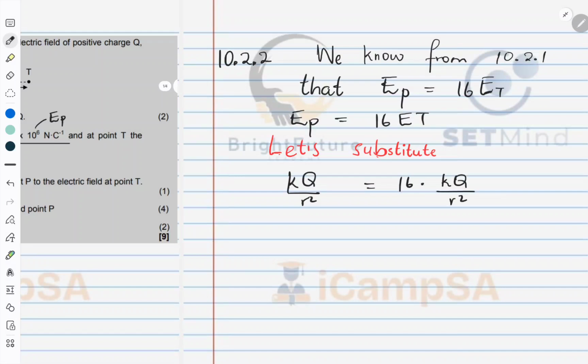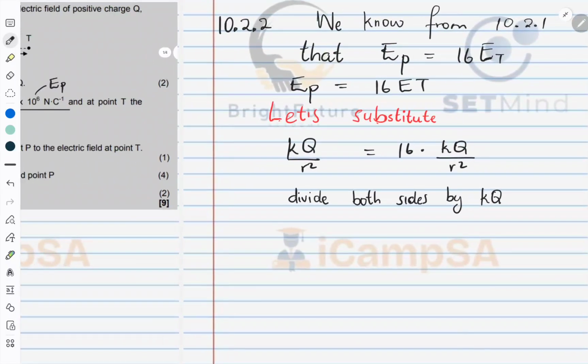Right. So what can happen here? We can divide both sides by KQ, because KQ is common. So we can divide, times 1 over KQ. That's dividing by KQ, by the way. Right. And then this will cancel that. This will cancel that as well.